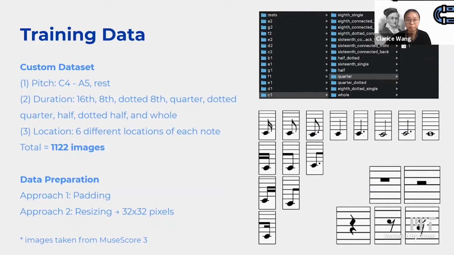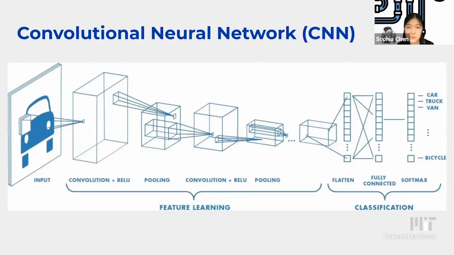After acquiring our data, we pivoted to the data preparation stage in which we applied 2 approaches, padding and resizing, before feeding the images into our model. So once we obtained the individual images of notes and rests from the blob detection, we used a convolutional neural network to classify both the duration of the notes as well as the name of the note. This image here on the slide is of a CNN used to identify images of vehicles, but the structure of our CNN is very similar.